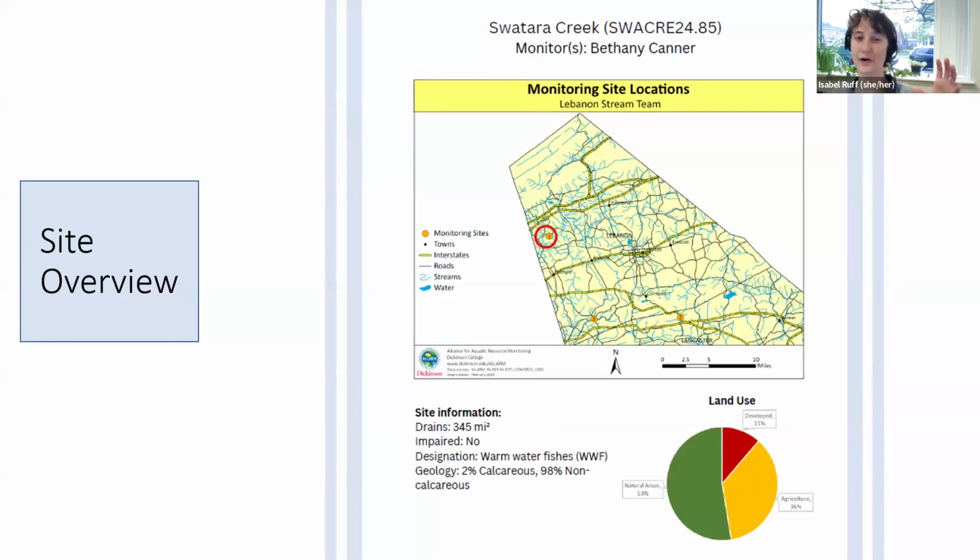There also is a site overview for every single monitoring site. So you can see here, it includes the site highlighted on the map, as well as some information very specific to each site. So this includes the watershed size, the designated use that Emma and Jules were talking about, as well as impairments, the geology and land use for the site. And these were calculated using watershed delineations.